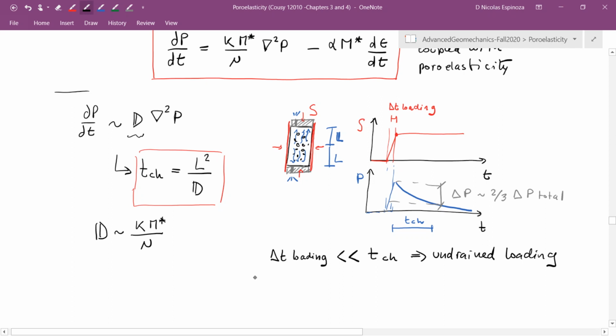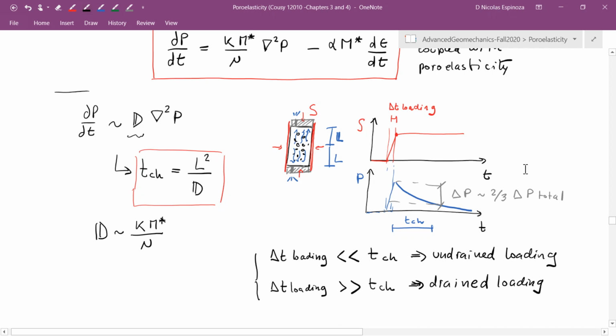On the other hand, if the time of loading is significantly higher than the characteristic time of pore pressure diffusion given by this equation, then I'm going to have something closer to a drained loading, in which it is quite unlikely that I'm going to generate extra pore pressure by loading the samples.